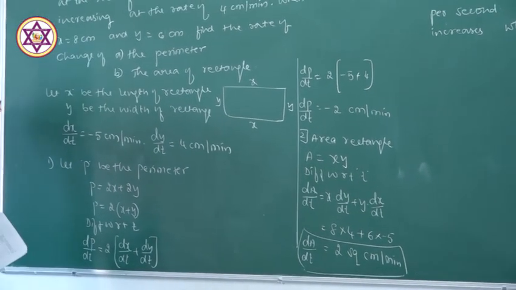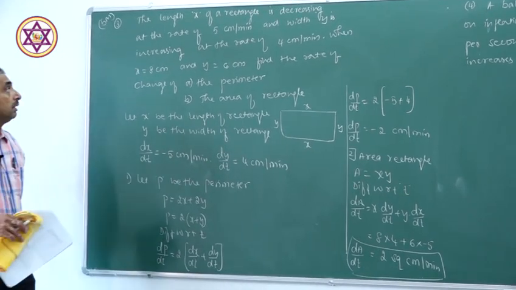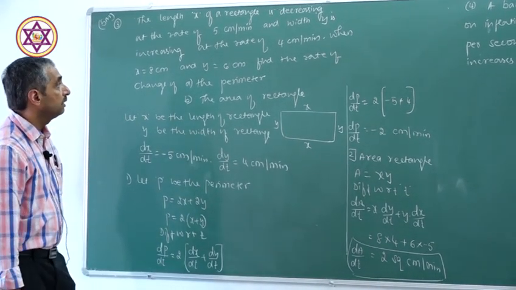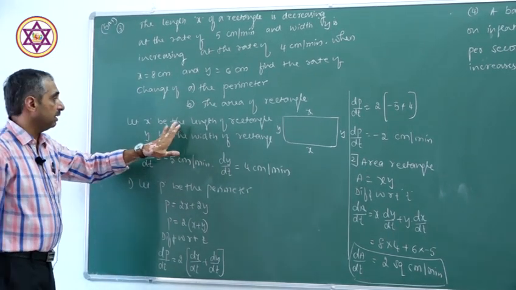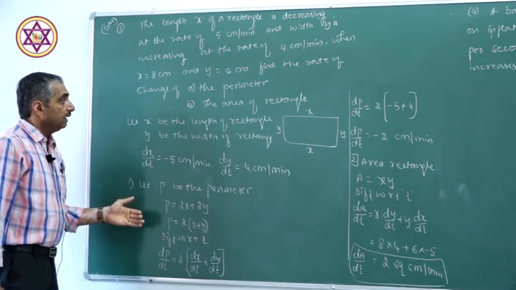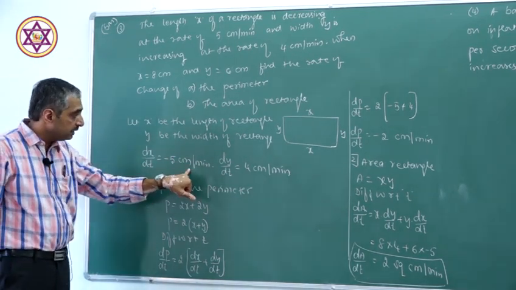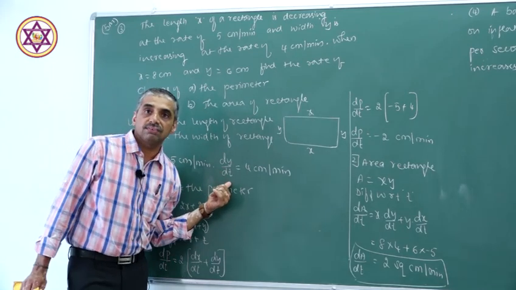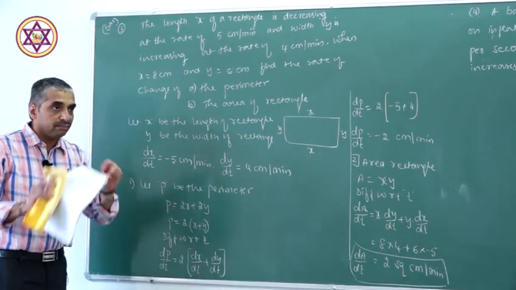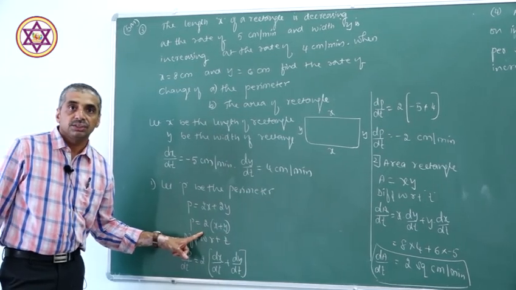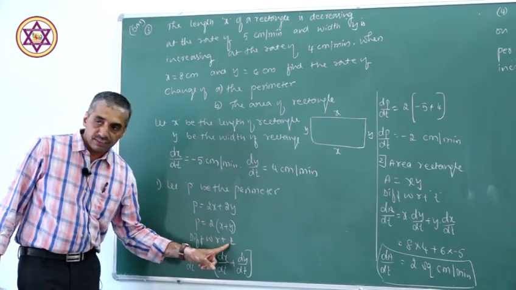So, the length x of the rectangle is decreasing at the rate of 5 centimeter, width y is increasing at the rate of 4 centimeter. When x is 8 centimeter and y is 6 centimeter, find the rate of change of the perimeter and area. So, we have taken x be the length of the rectangle and y be the width of the rectangle. Length of the rectangle is decreasing, because of the decreasing rate measurement we are using the negative sign, that is minus 5 centimeter per minute. Width is increasing at the rate of dy by dt, it is 4 centimeter per minute. P be the perimeter. First question, perimeter means sum of all the sides, 2x plus 2y, 2 into x plus y. We are differentiating carefully. Here the problem occurs now. You are differentiating with respect to t.